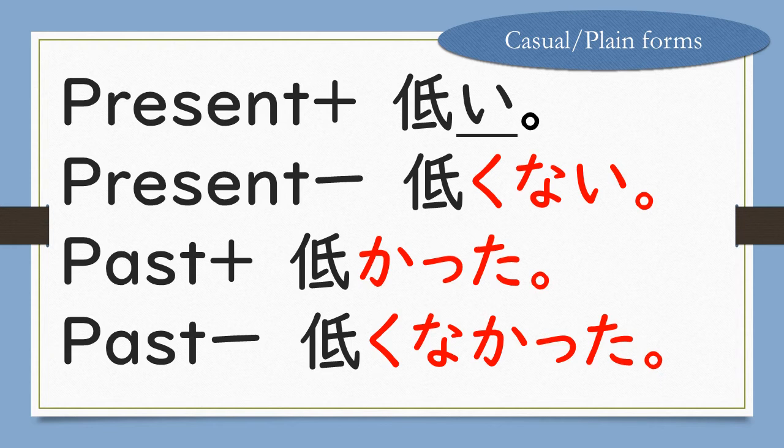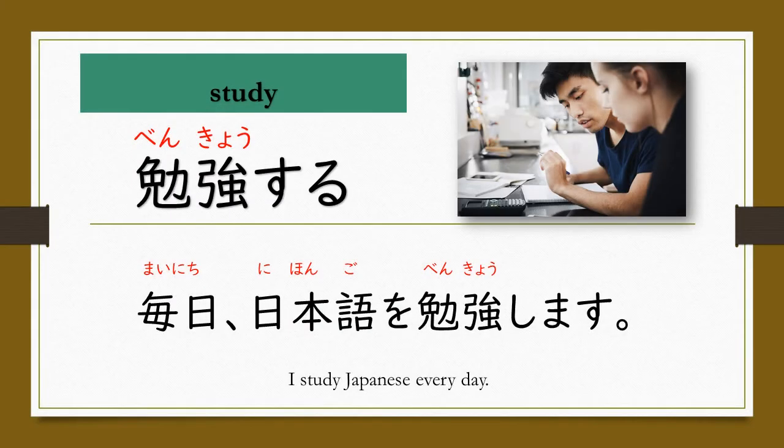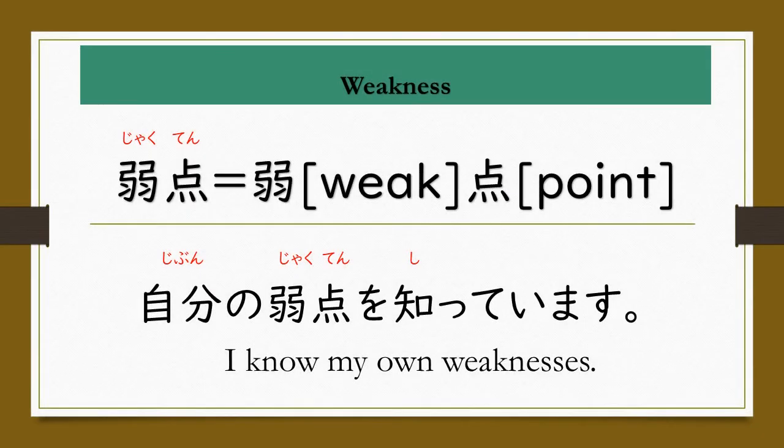Words and expressions to study. 勉強する. Expression: 毎日日本語を勉強します. I study, 勉強します. Japanese, 日本語を. Everyday, 毎日. 毎日日本語を勉強します.